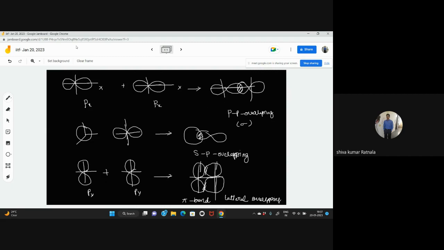In the overlapping also, if the overlapping is strong enough, we can say it will form a strong bond. That we are saying is head-on overlapping. If the overlapping is weak, we can say pi bond. Okay, these are only imaginary.